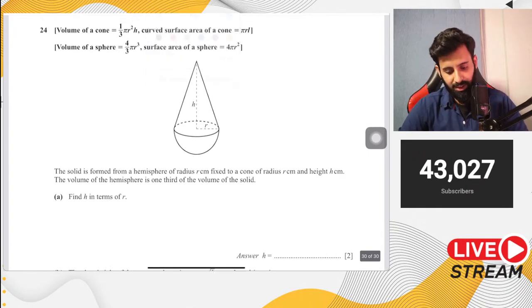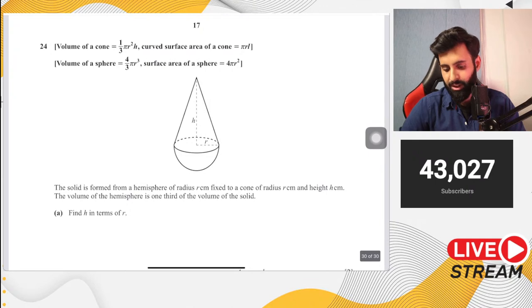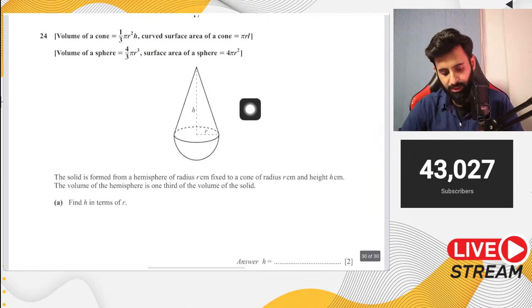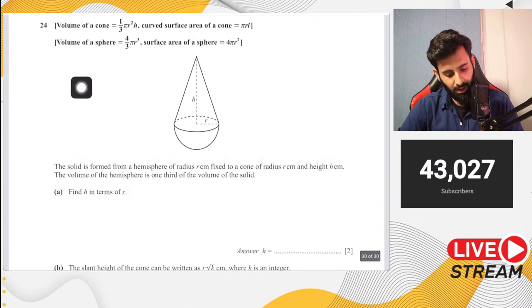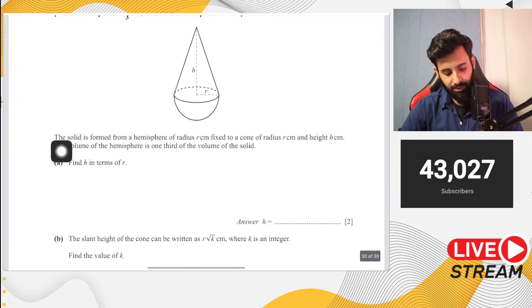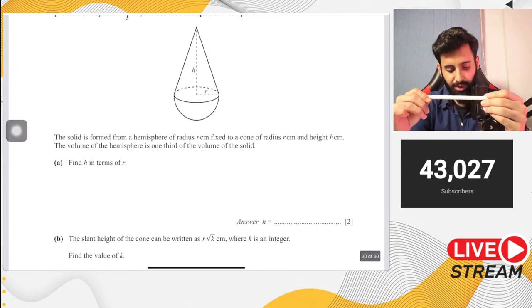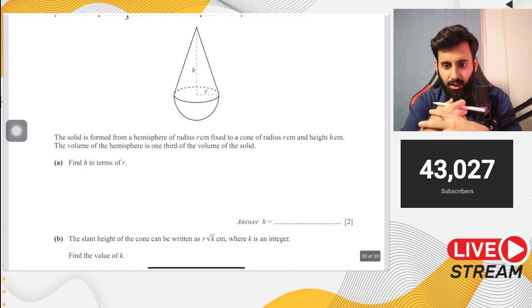Okay, so here's question number 24. Let's see what this says. So this question says, we have a volume of a cone, which is 1 upon 3 pi r squared h. The curved surface area of a cone is pi r l. The volume of a sphere is so-and-so. Ye question bhi mushkil hai, by the way. This is from May-June 2015. And what do we have to do? A solid is formed from a hemisphere of radius r centimeter fixed to a cone of radius r centimeter and height h centimeter. The volume of the hemisphere is 1/3 the volume of the solid. Okay, let's see.